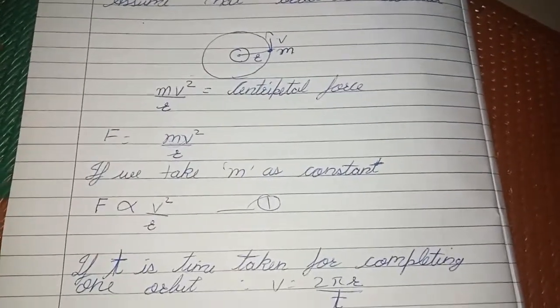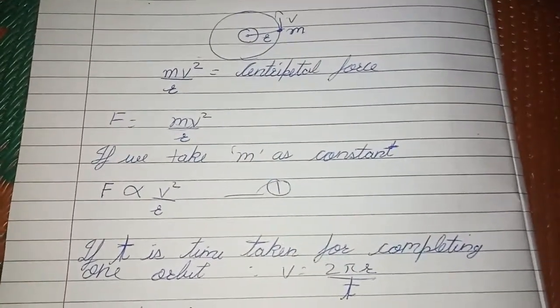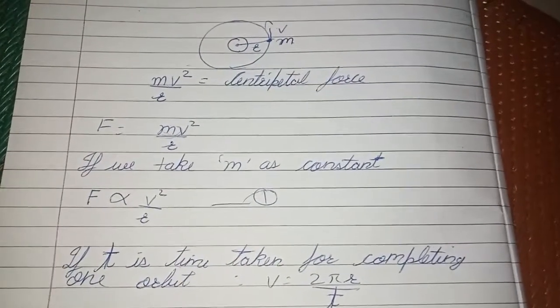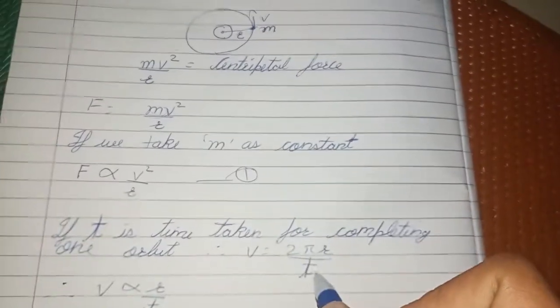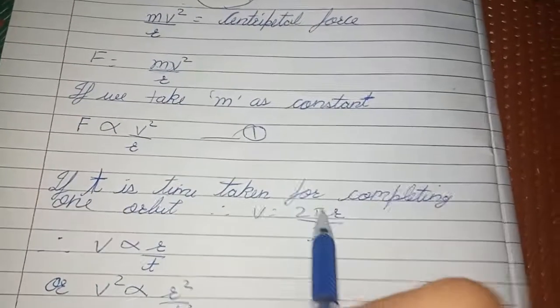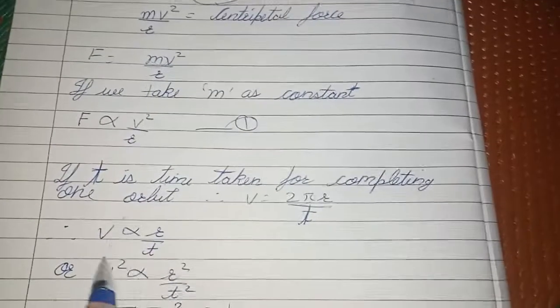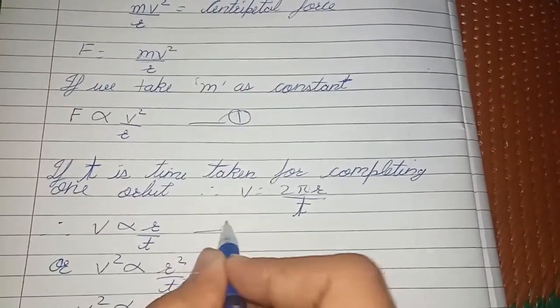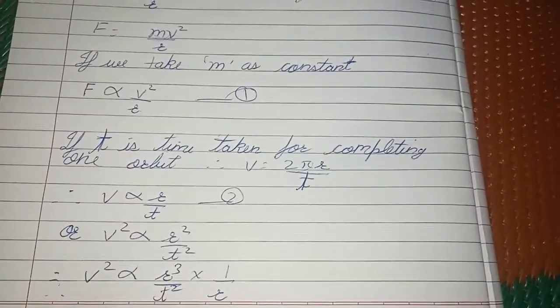If we take T as the time period for the planet to revolve in its orbit one time, we can write that speed is equal to 2 pi r by T. We know that 2 pi r is the whole circumference, meaning the distance traveled. So speed is equal to 2 pi r by T, and here pi is constant. So if we take 2 pi as a constant, we will get v is directly proportional to r by T, or v square is directly proportional to r square by T square.